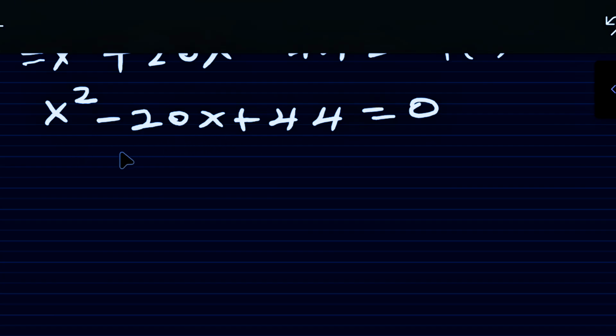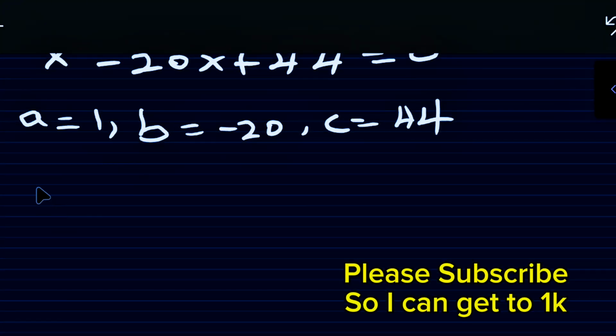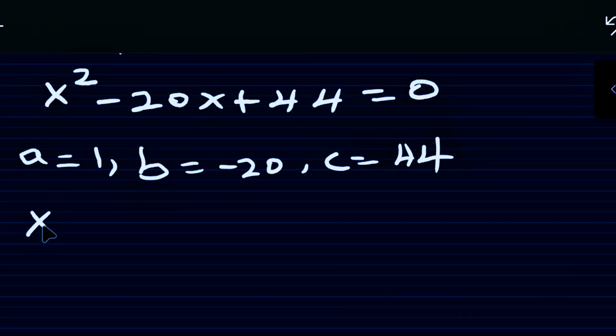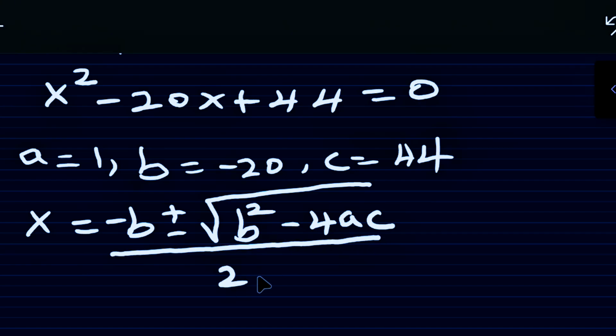But before then, let's write down the terms that we need. So we are going to need the value of a, which is the coefficient of x squared, and that is 1. The value of b, which is the coefficient of x here, which is minus 20. And the value of c, which is the constant, and that is 44. So from here, for us to find x, the formula is x equals minus b plus or minus square root of b squared minus 4ac, and everything will be divided by 2a.